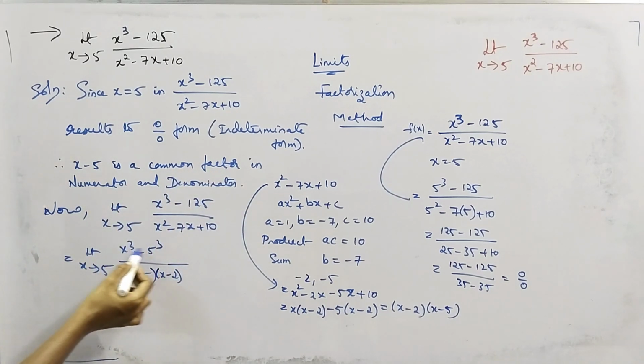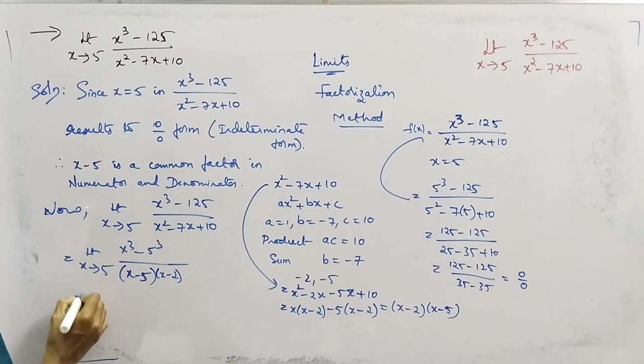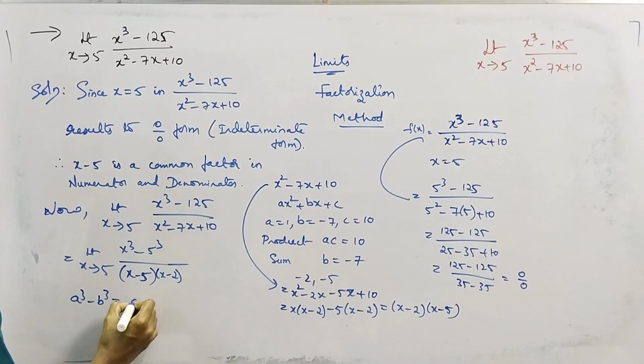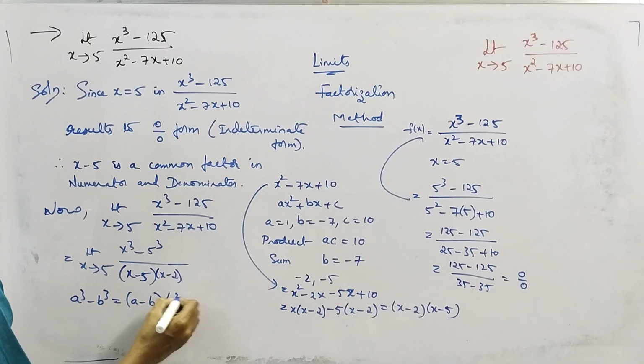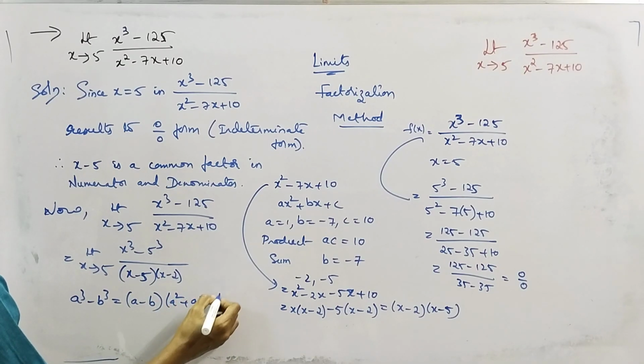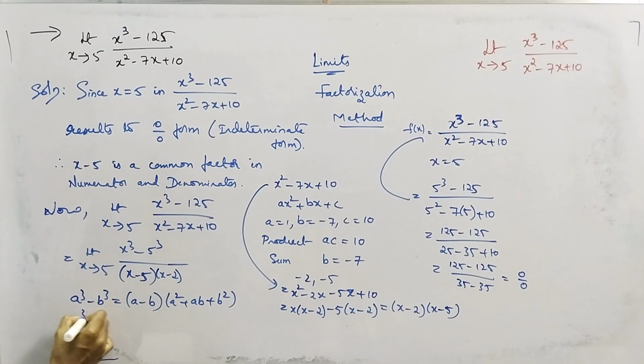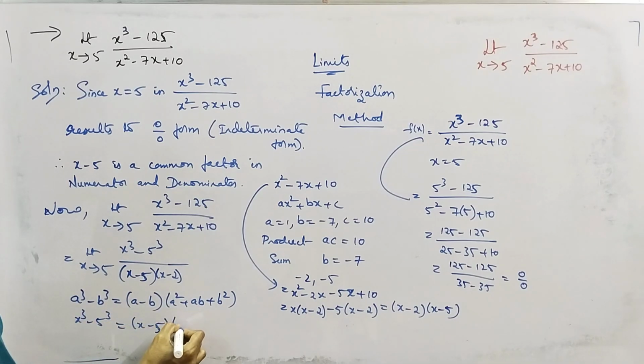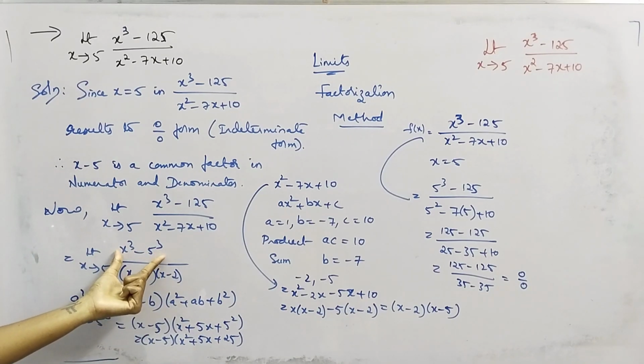Now here also we'll get x minus 5. See, this is of the a cube minus b cube form, right? We know that a cube minus b cube equals a minus b into a square plus ab plus b square. Just substitute in the formula: you'll get x minus 5 into x square plus x into 5, 5x, plus 5 square, which gives us x minus 5 into x square plus 5x plus 25, right? Now we'll replace x cube minus 5 cube with this.